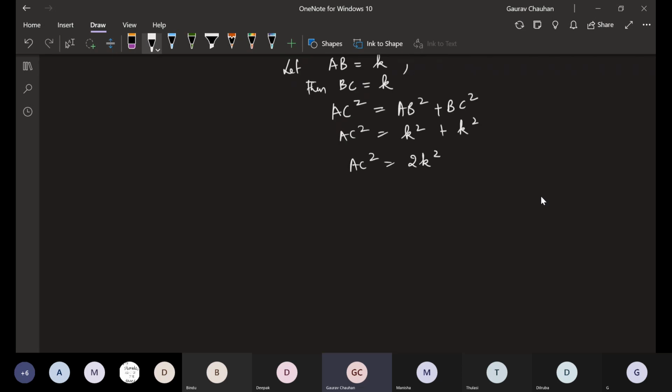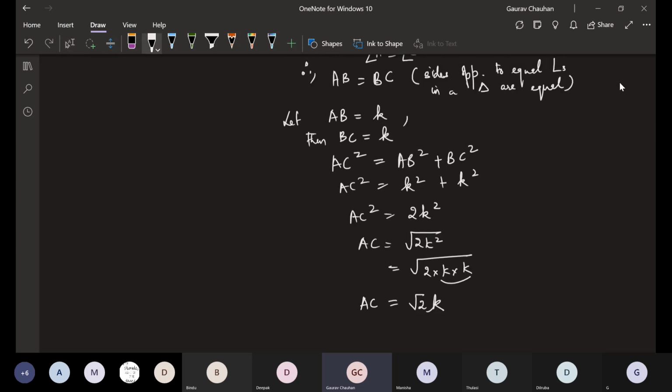Can someone tell me the root of this? Raise your hands if you want to tell me. I have to take the root on both sides. What will AC come? Nishay, go ahead. Sir, root 2K. Root 2K, perfect. K I can take out once. 2 is a prime number, nothing doing there. So AC is equal to root 2K.